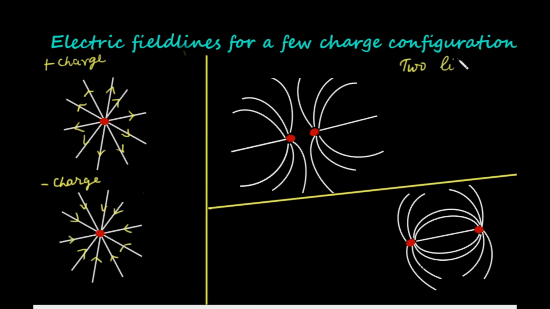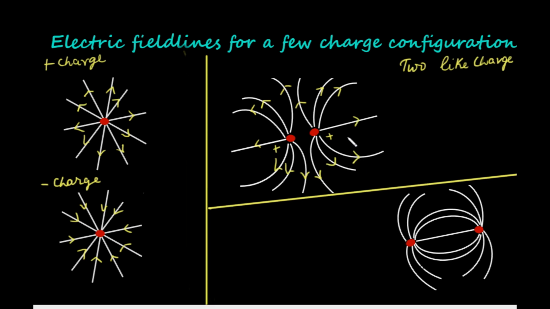The third picture shows the field lines for 2 like charges. Let us assume these 2 charges are positive charges. Then their field lines will diverge outward. Since they are like charges, you can notice that these field lines are repelling each other.